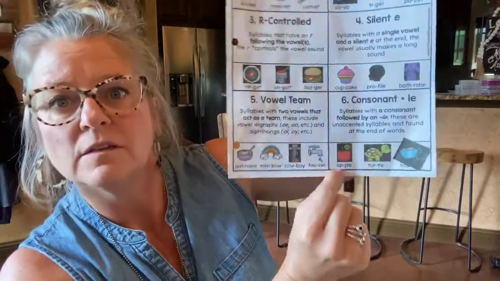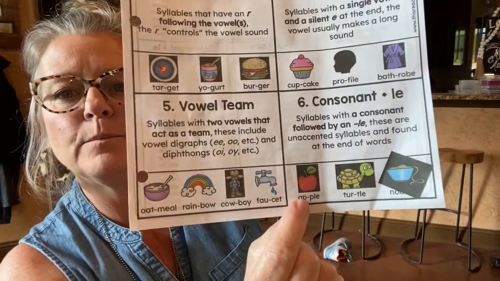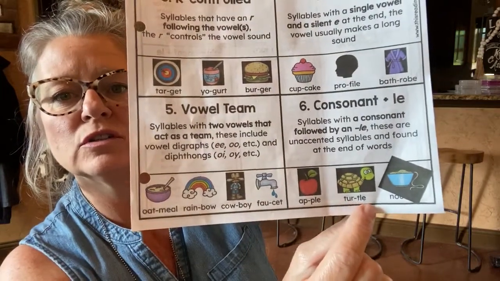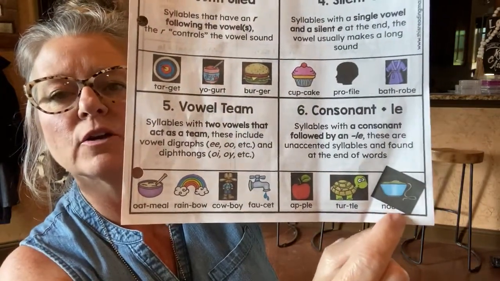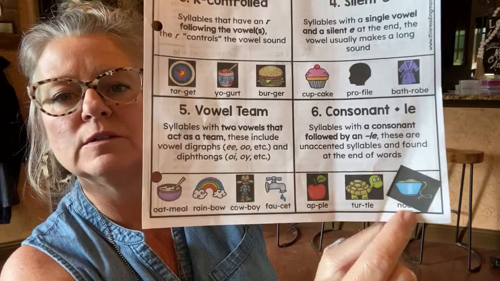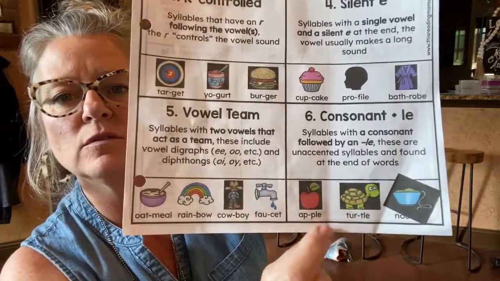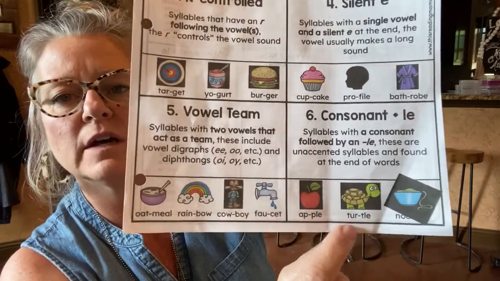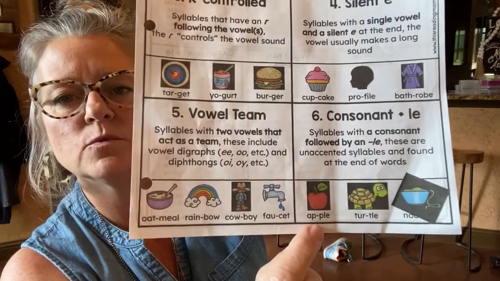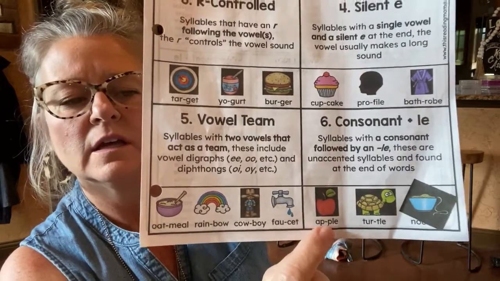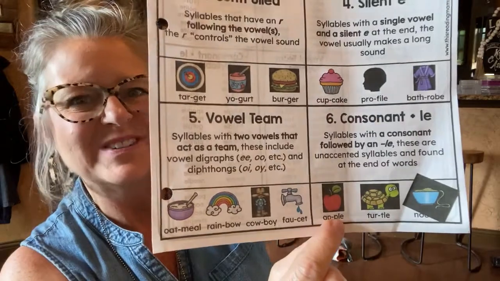So the examples they give down here are apple, turtle, and this got covered up by her graphic, but it's noodle. Now I want you to take a look and see if you can figure out how we are going to be dividing these. Do you see something in common between these words? All right, so I'm going to teach you how to do these.